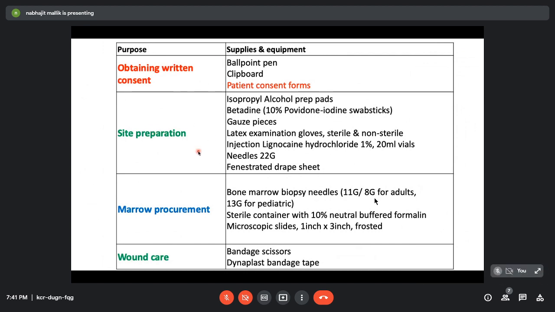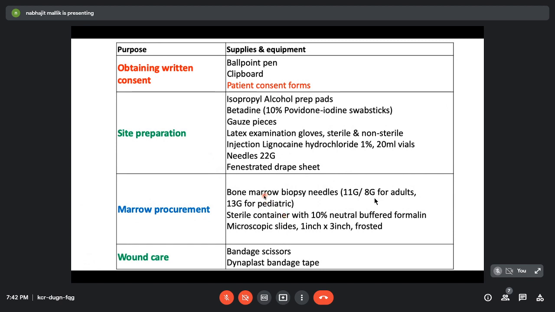For the site preparation, we need isopropyl alcohol, sterile and non-sterile gloves. We need a needle, and we need lignocaine. We need fenestrated drape sheets. For the main procedure, that is the marrow procurement, we need the biopsy needles. We usually use the 11 gauge needles for adults. 8 gauge needles can also be used. They give a broader and much better core, but can be slightly more painful for the patients.